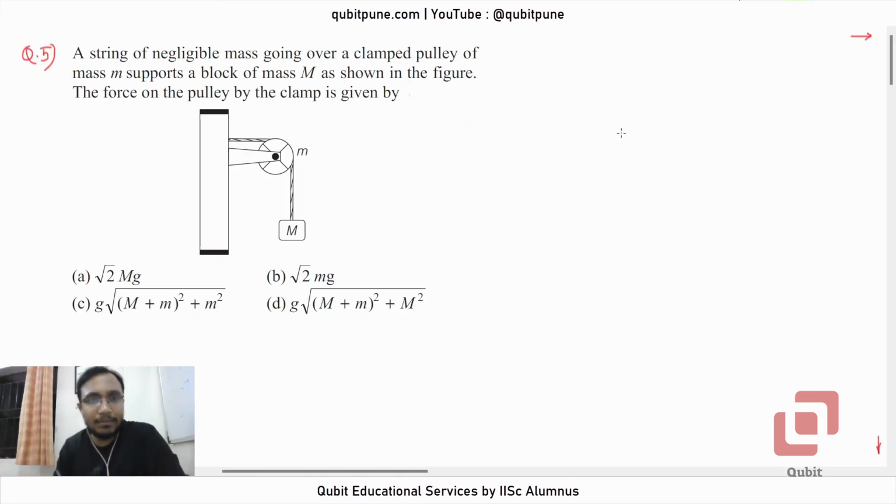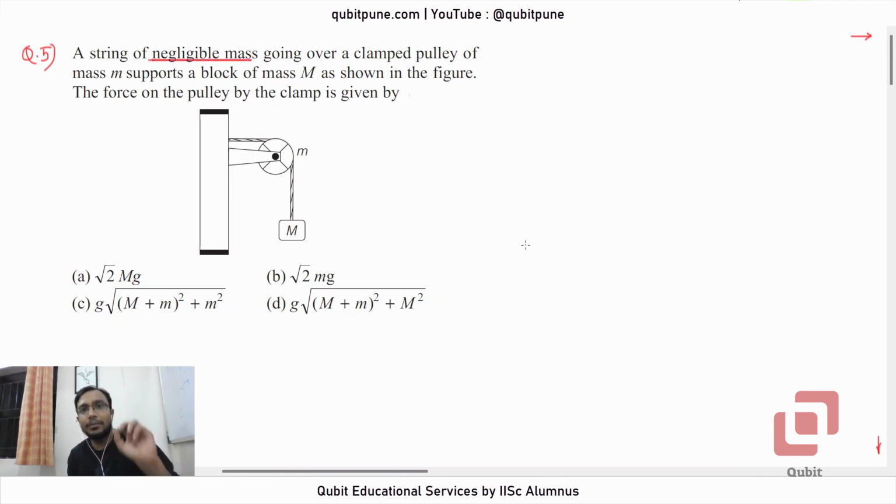A string of negligible mass going over a clamped pulley of mass m supports a block of mass M, as shown in the figure. The force on the pulley by the clamp is given by. Okay, fine. Now look here carefully. We are going to utilize this particular word here, negligible mass.